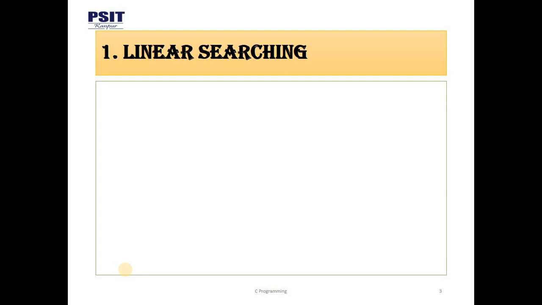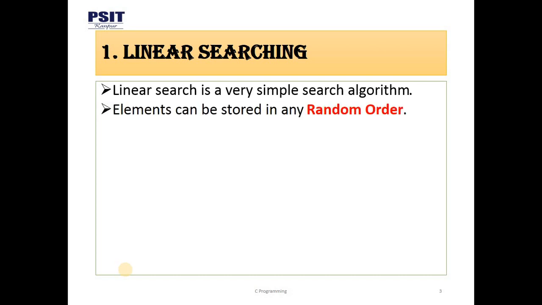What is linear search? In linear search we search for a particular element in the given sequence of a list, one by one, starting from the beginning position. This is a very simple searching algorithm. Elements can be stored in any random order. Random order means sorting is not required. If it is already sorted, then it's okay, but if it is not, then it is not compulsory.